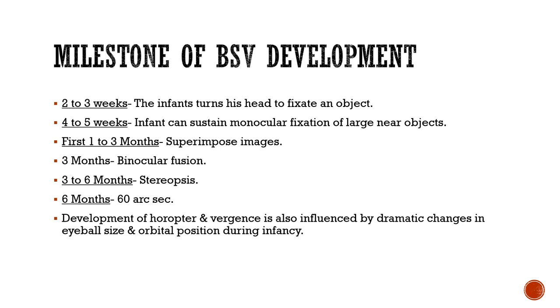And when it crosses 1 to 3 months, the two different images seen by the two eyes are produced as a single image without any confusion and without any overlap. At 3 months, binocular fusion will be using two eyes; the images will be fused. At 6 months, stereo depth perception will be developed for the child.